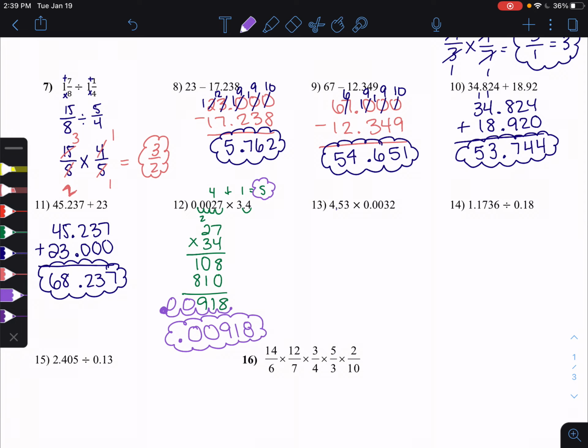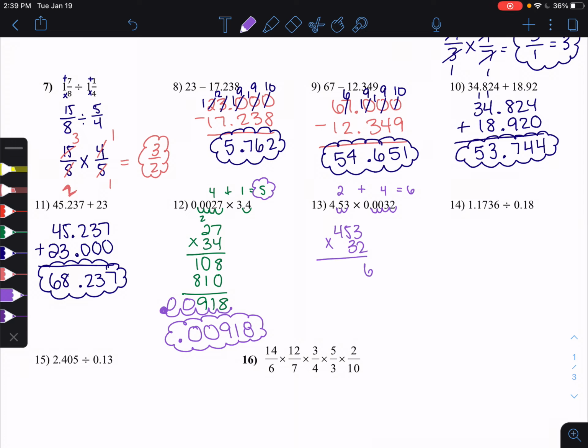So 4.53 has 2 decimal places. 0.0032 has 4, so that's 6 altogether. And then I can do 453 times 32.